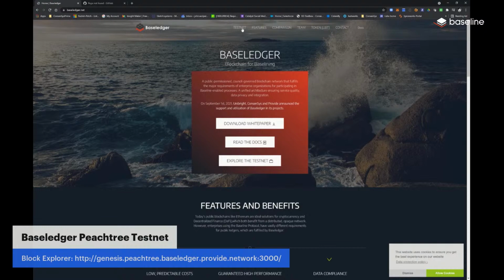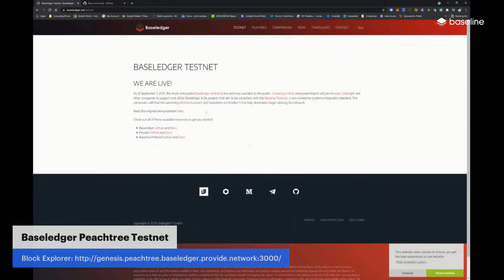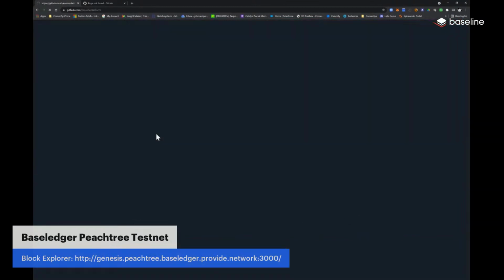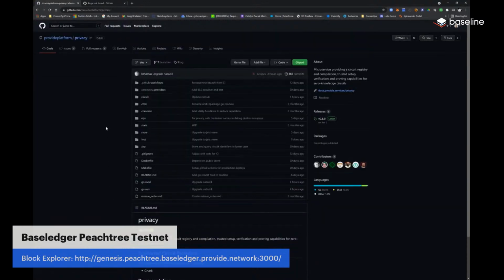Okay, but if I'm just coming to Base Ledger, walk me through how I would find it from here. Go to /testnet. Oh, right. So baseledger.net/testnet. Yeah. And then click on Provide GitHub, actually. There you go. And then if you click on privacy. There I am. And if you change the branch to bond circuit.